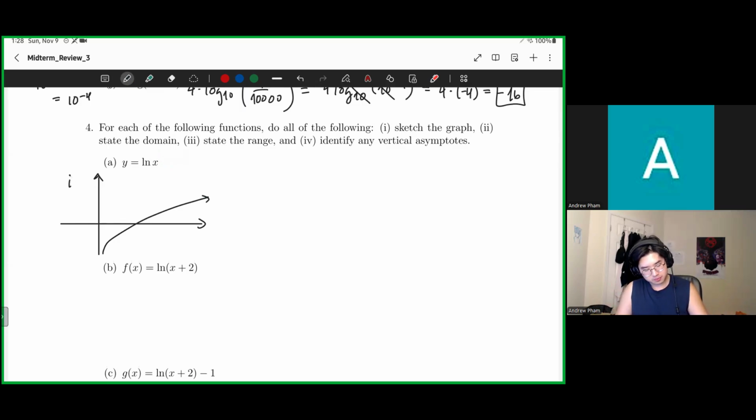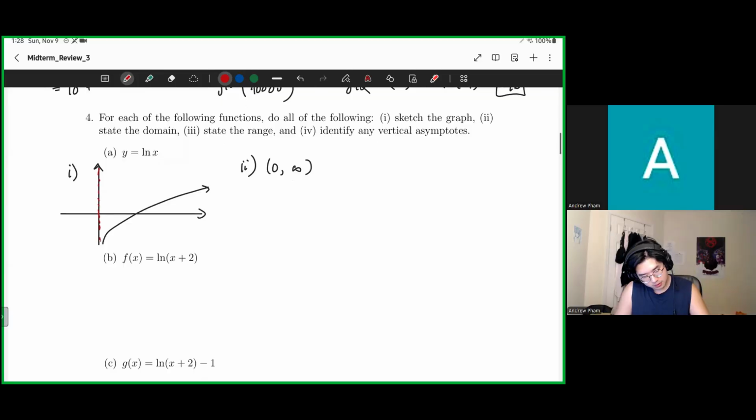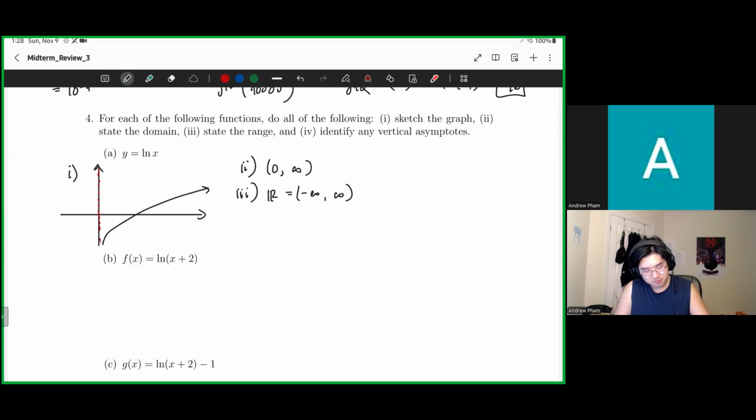So that's for 1. For 2, we said the domain is given by the argument. We can only have positive values. So your domain is anything to the right of this vertical asymptote right here. I'll draw it in red. For 3, the range of any logarithm is just the real line, so minus infinity to infinity. And 4, we said already, there's a VA at x equals 0, given by the argument.